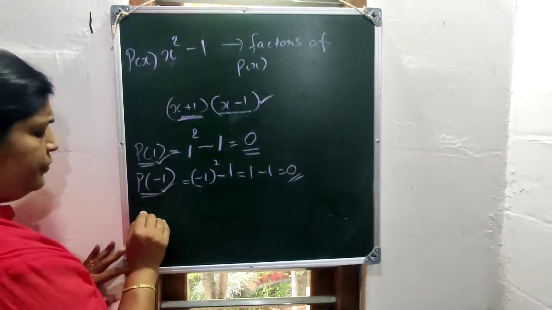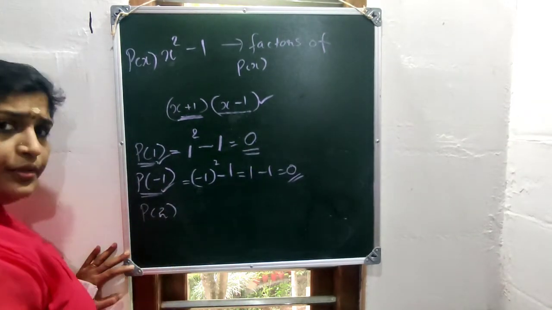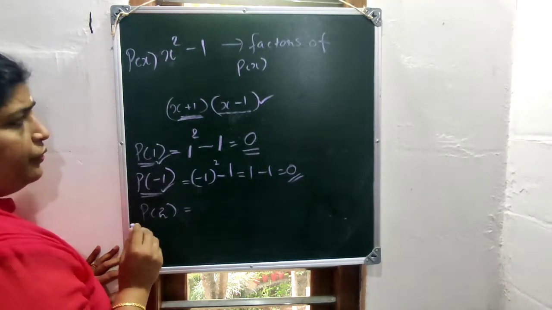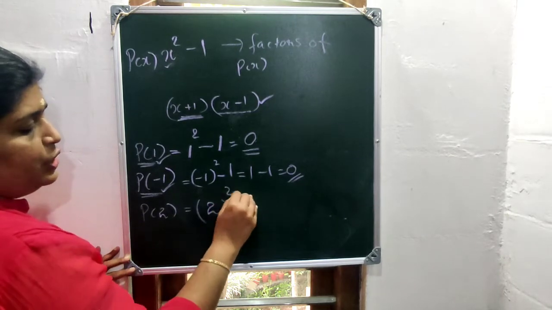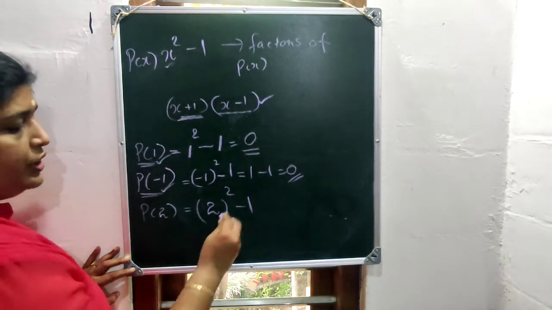Then what about p of 2? p of 2 means instead of x, just substitute 2 there. That is 2 square minus 1. What is 2 square?